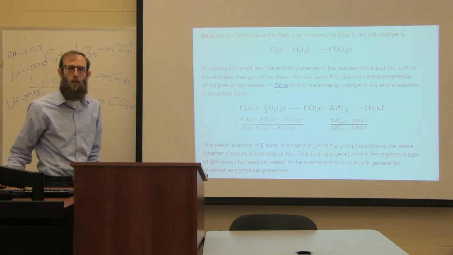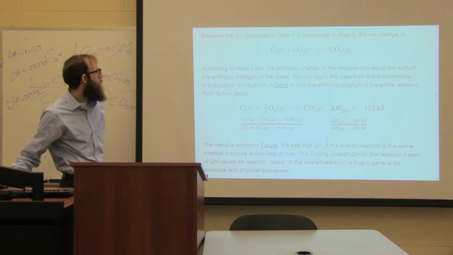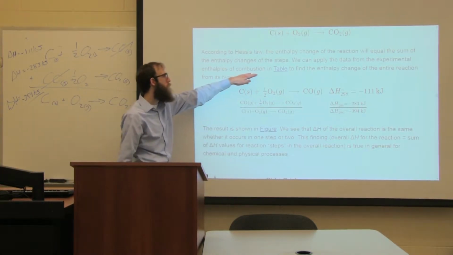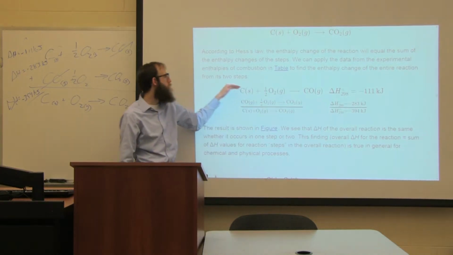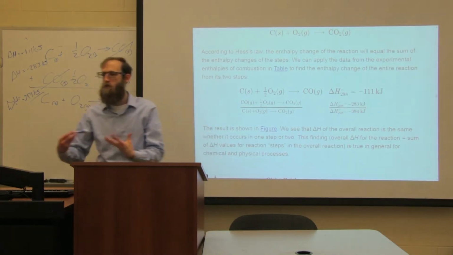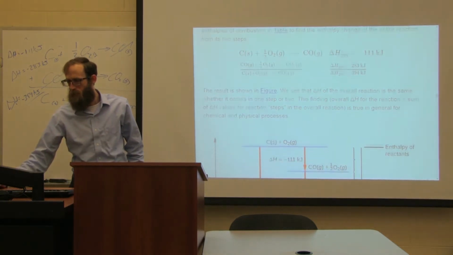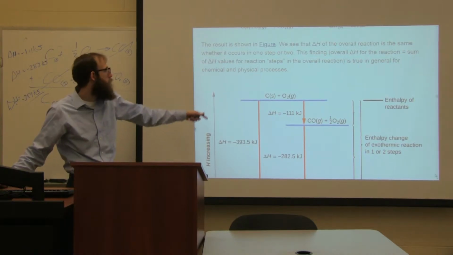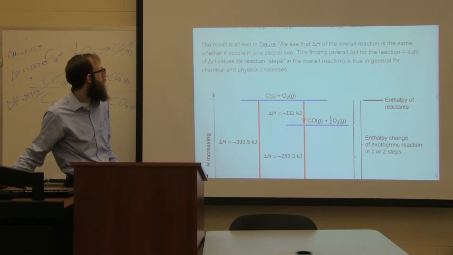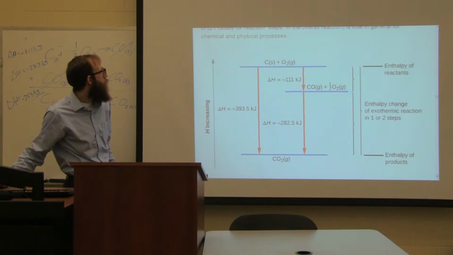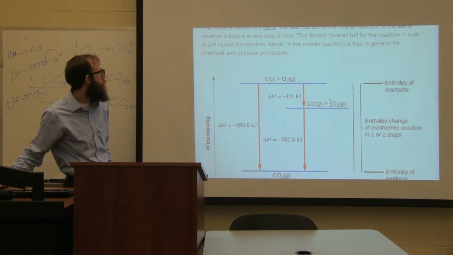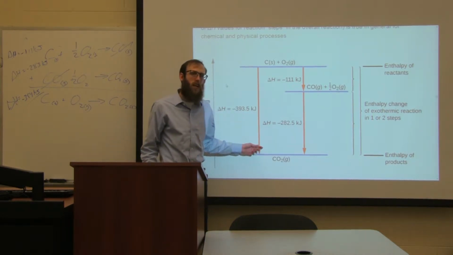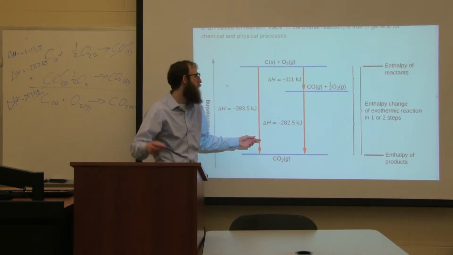Just get to sit there at the computer and play around on a spreadsheet. Right? We can apply the data from experimental enthalpies of combustion to find the enthalpy change for the entire reaction from those steps. As a graphical image, working in the symbolic form, trying to show us what we mean here. This is true in general for chemical and physical processes, right? That it doesn't matter how you get there. It's just the start and finish difference.